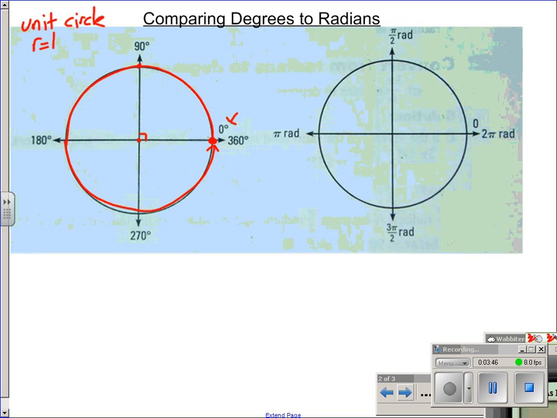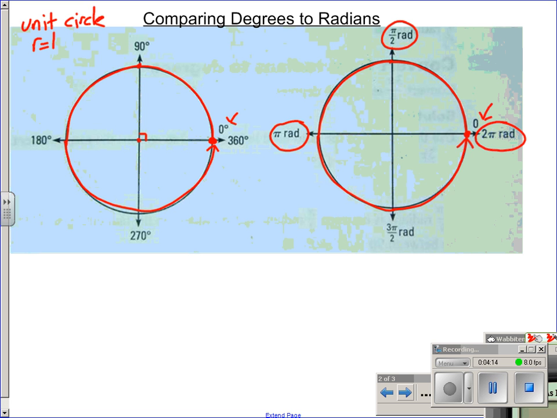With radians, you do the same thing. It starts here on the positive x-axis on the circle. That is the 0 radian mark. You go around, you're at pi over 2 radians. Halfway around the circle, pi radians. 3 pi over 2, back around is a full 2 pi radians.